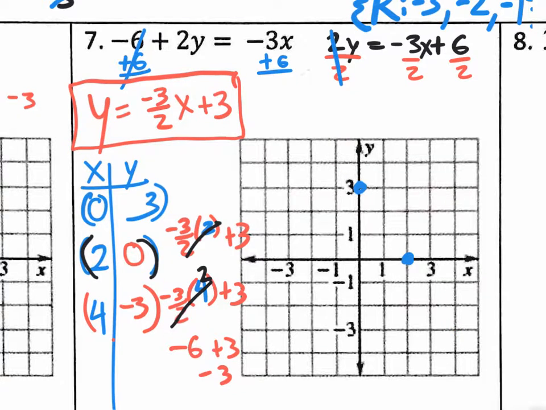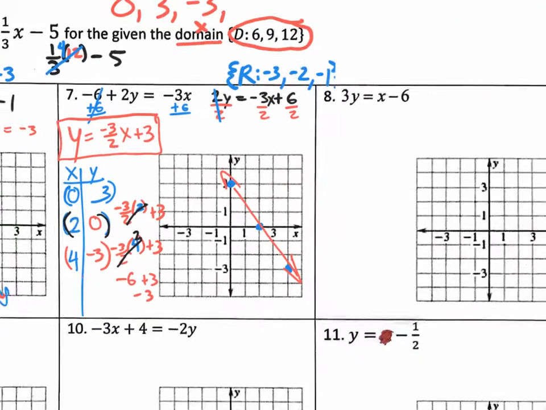So let me put a dot right there. So positive 4, negative 3 is right here. And as you can see, it really does line up. Put an arrow at the end of each part of the line, and you're good to go.